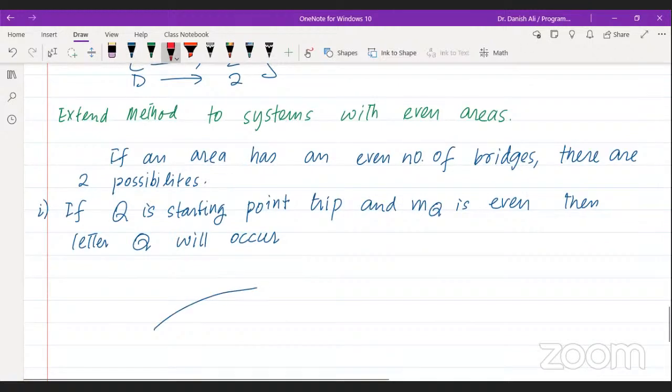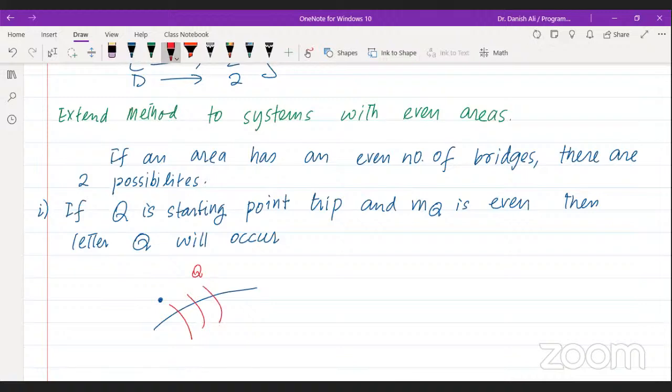You have some bridges from Q, and Q has an even number of them. Let's start with only two. You are starting your journey from Q. So how many letters will be used? Q at the start, then you go out and come back to Q. So it will be twice. If we have only two bridges, then we have two times.